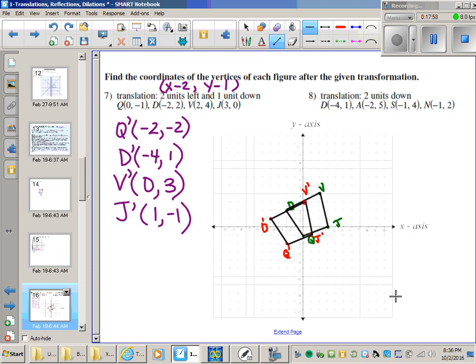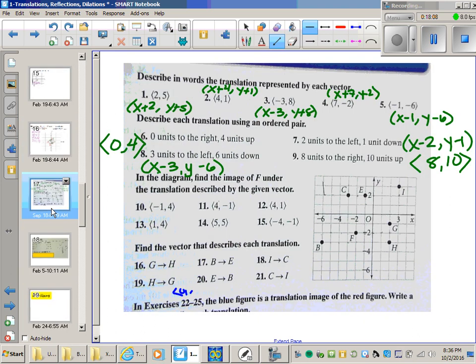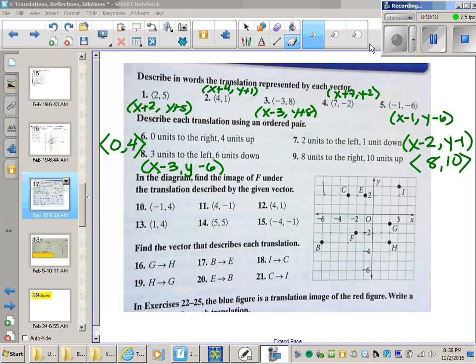Okay, so notice that the shape of my figure has not changed. I have just slid the figure to the left and down 1. Another way that this is written is in vector notation. This is very important, so make sure you write vector notation. Here I have not described it in words, but in a different form, what's happening.